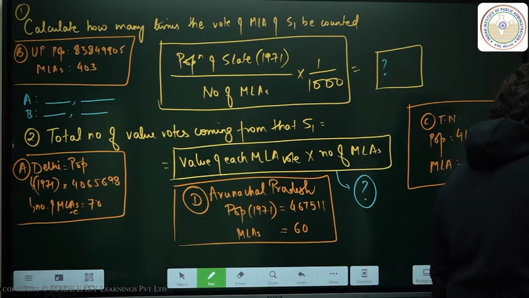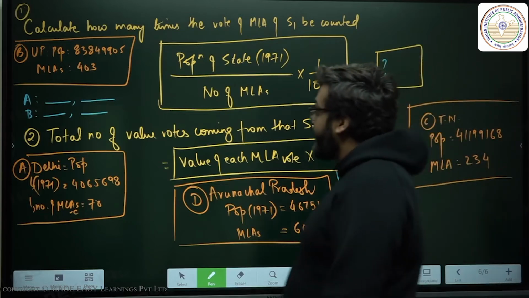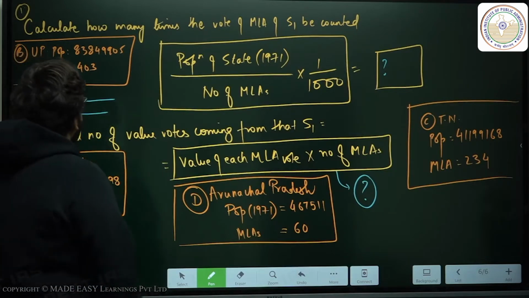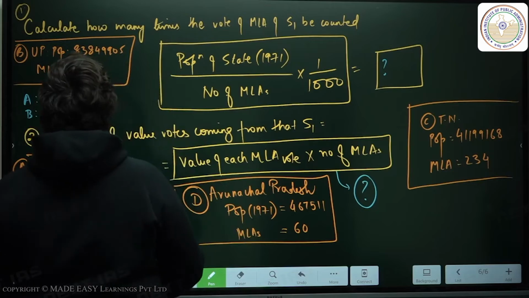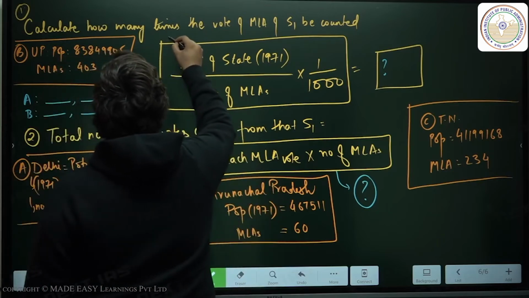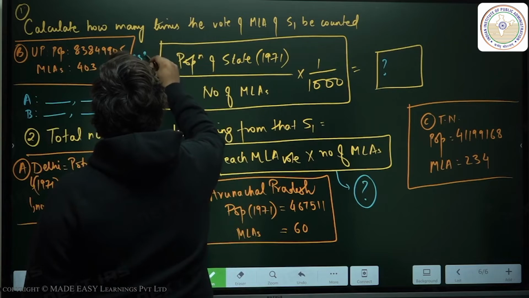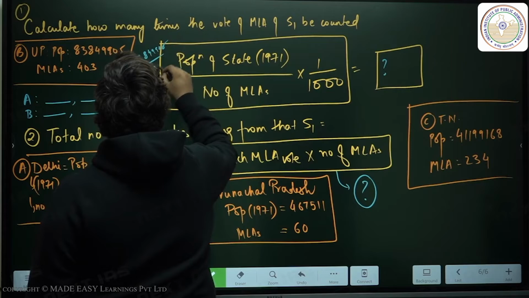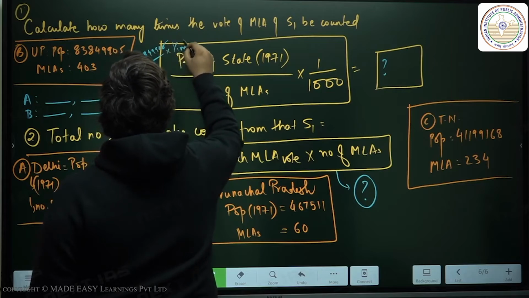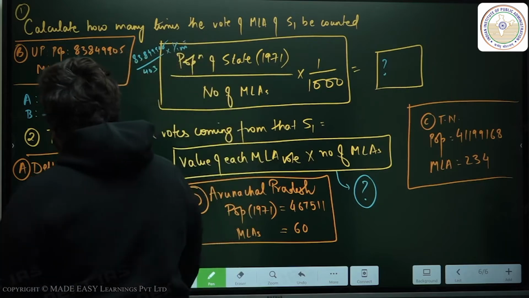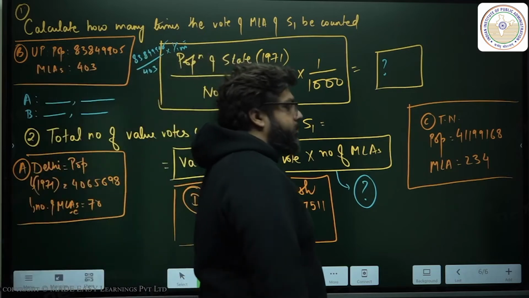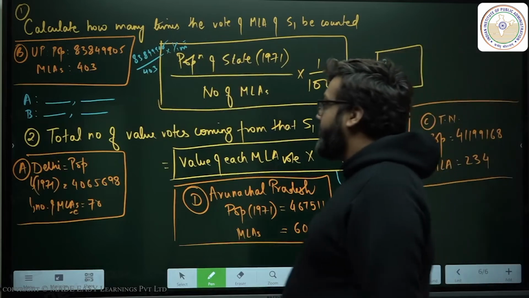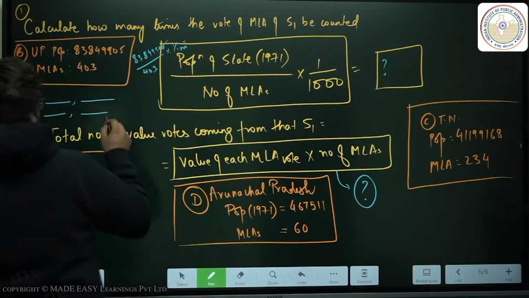एक बार में, all in one go. Good. So let's take UP. Population of the state of UP, 838,49905 divided by 403 multiplied by 1000 divided by 1000. Yes, 208. Very good. 208.